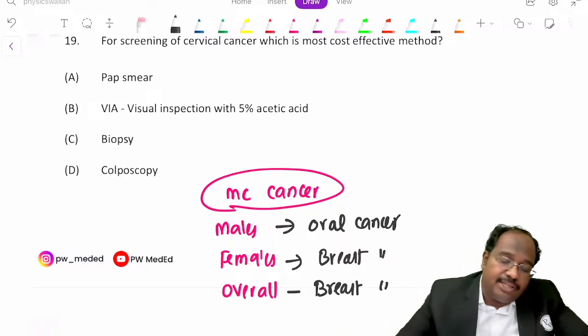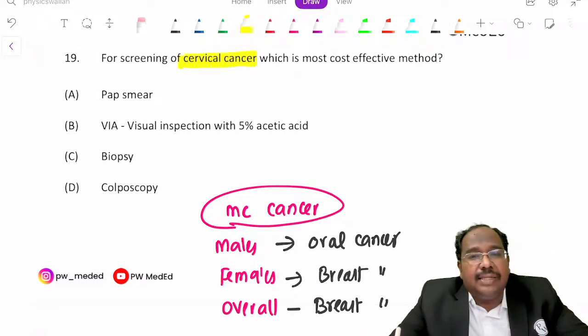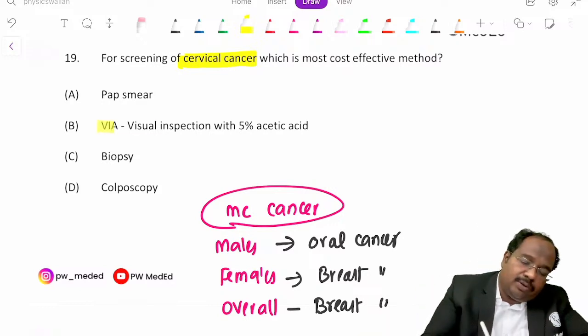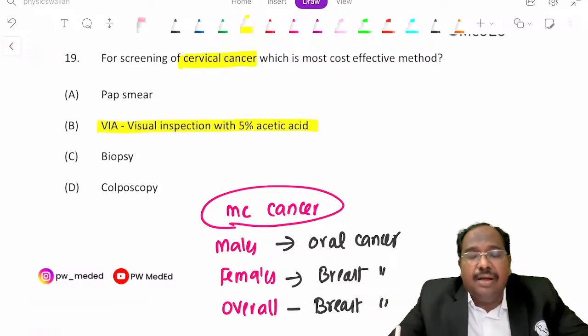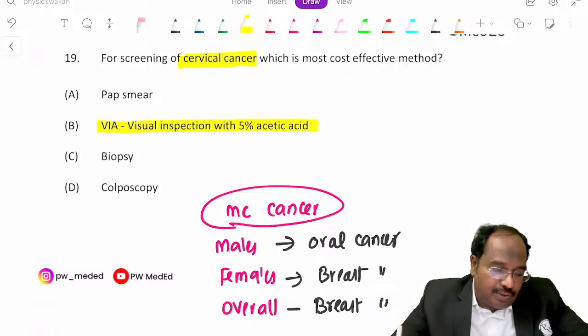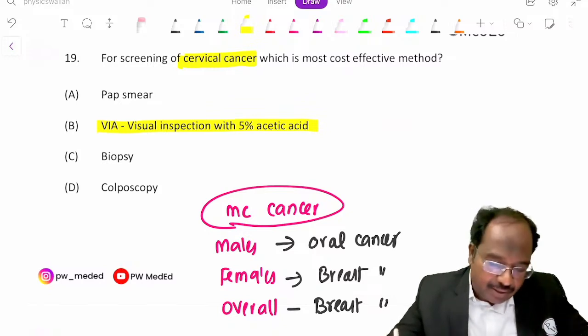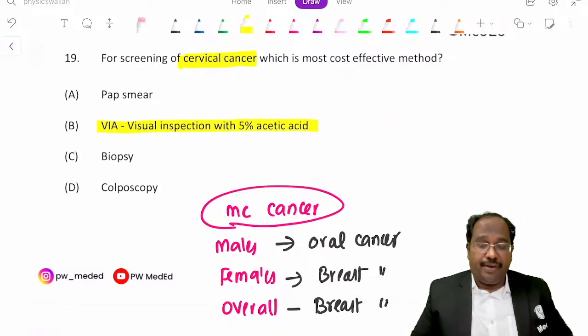Now the question is cervical cancer. What is the answer for this question? For cervical cancer, we don't do pap smear, that is practically difficult. So what we do in the program is visual inspection with 5% acetic acid. This is a little bit easier when compared to pap smear. Pap smear you require microscope and a lot of other things, but this is what we follow.